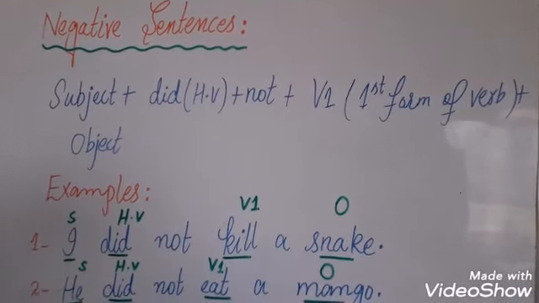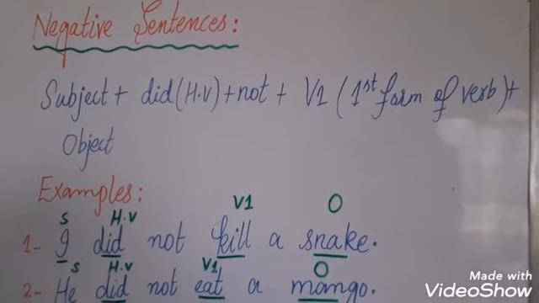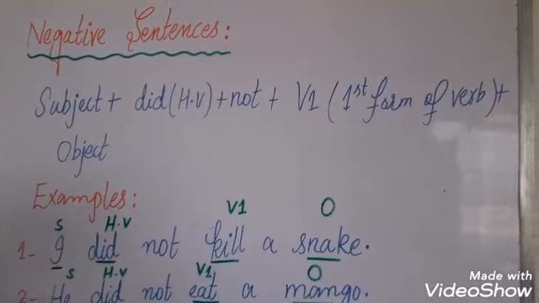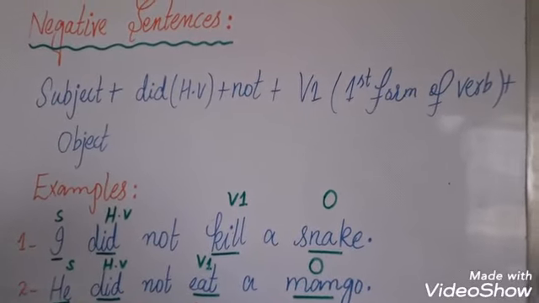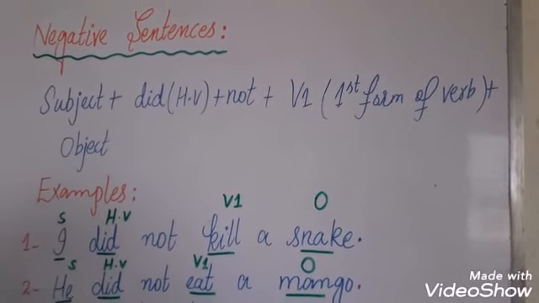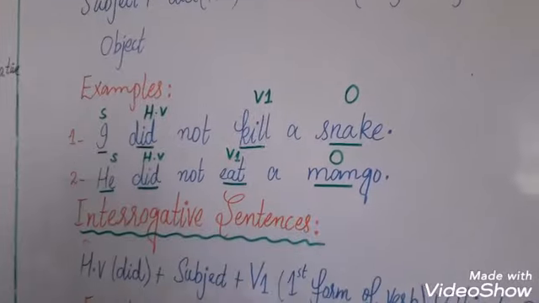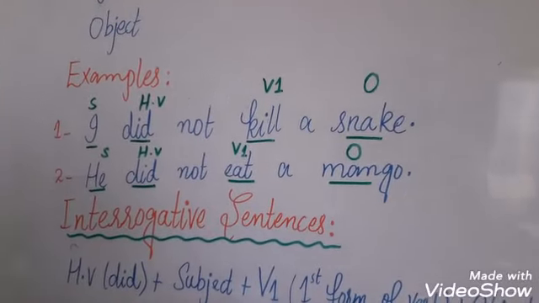Now we are going to discuss negative sentences. In negative sentences, we shall use subject plus did, that is the helping verb, as we have discussed in the rules. Did and then not, then first form of verb and then object. Its example is: I did not kill a snake.